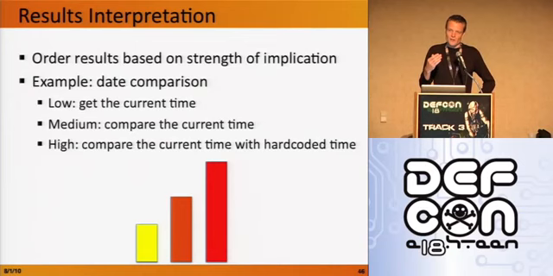So each one of these breadcrumbs has a strength of implication. How likely is it to describe a real vulnerability? And one of the most exciting things you can do with static analysis is combine these. So you have a low, a medium, and they're all in the same method. Okay, that method definitely warrants manual review.